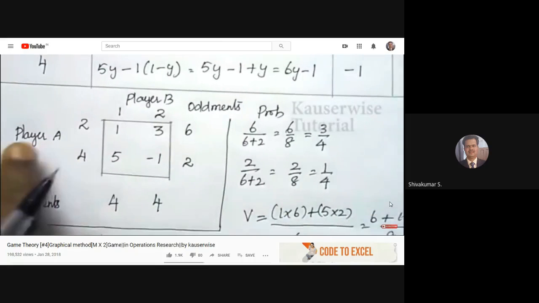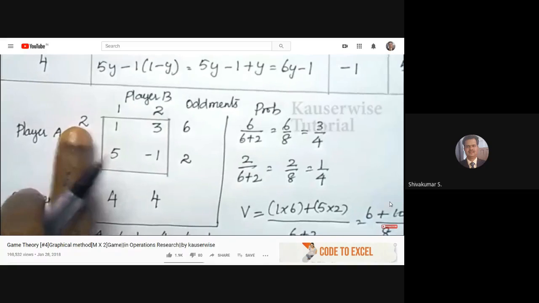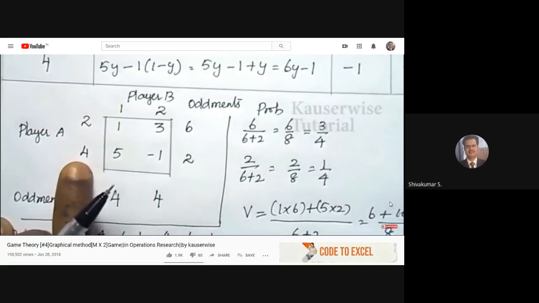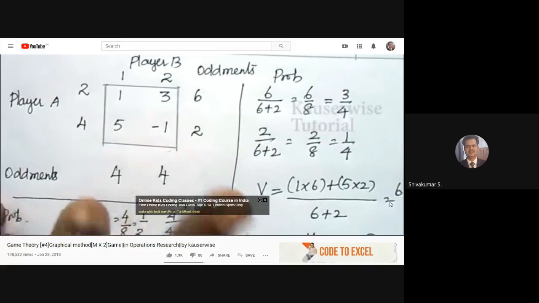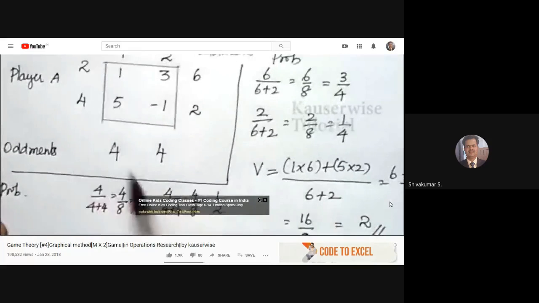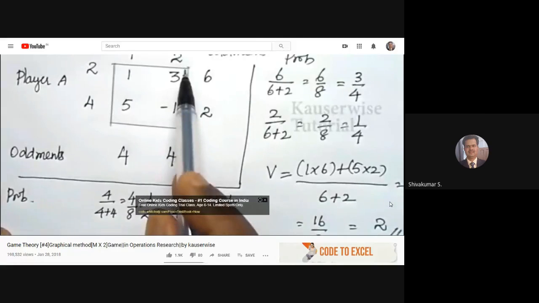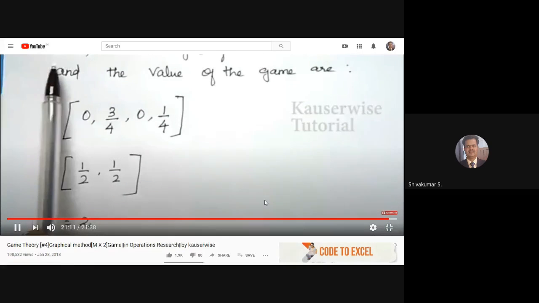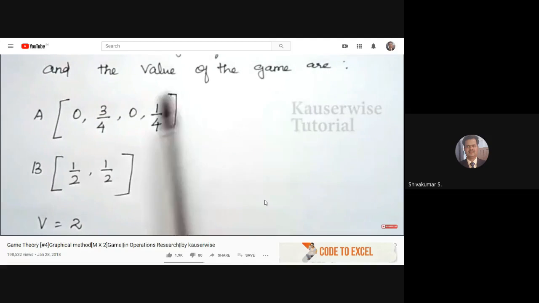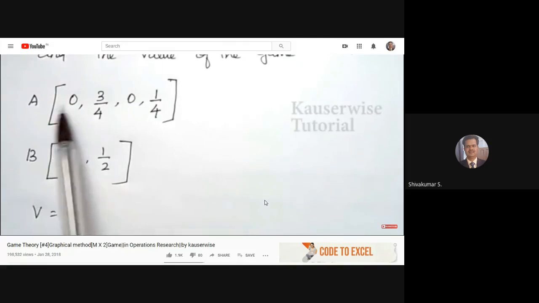Look at the problem for player A. For the second strategy, the probability is 3 by 4. For the fourth strategy, the probability is 1 by 4. For the remaining strategies, that is 1 and 3, you can take 0. For player B, for the first strategy, the probability is 1 by 2. For the second strategy, the probability is 1 by 2. The value of the game is 2. Hence, the strategies of player A and B and the value of the game are: for A, we have selected 2 and 4 now, so 0, 3 by 4, 0 and 1 by 4. The probabilities of player B are 1 by 2 and 1 by 2. And the value of the game is 2.